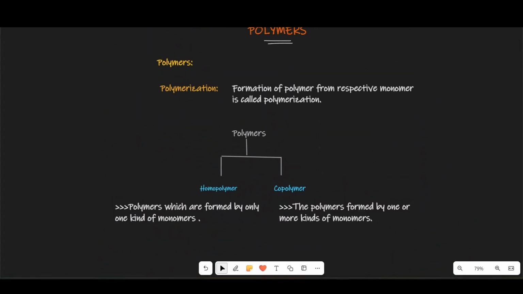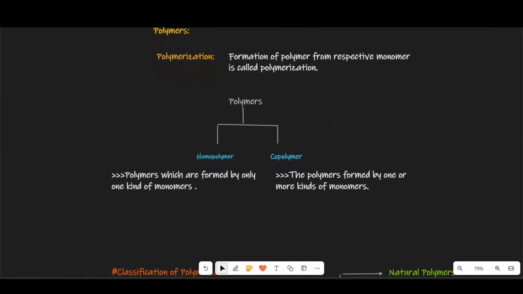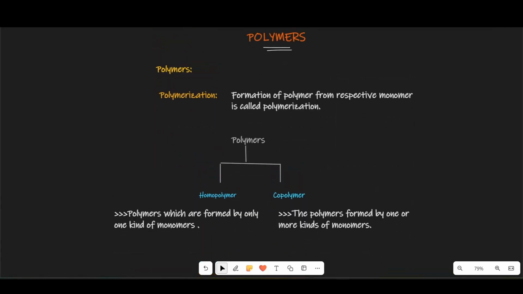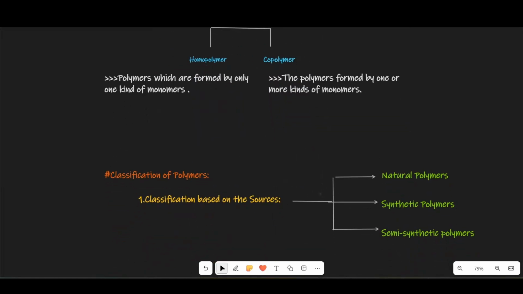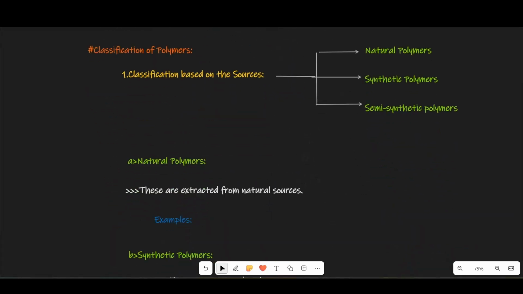So I have discussed what polymerization is and what the types of polymers are, and I have also discussed classification of polymers, but I didn't discuss what natural polymers and synthetic polymers are. So now let's see what these are.